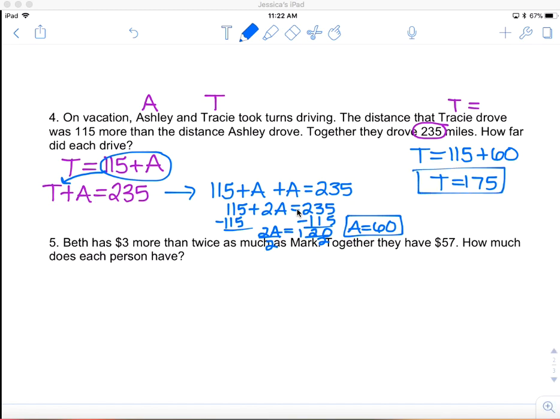Again, to check this, you can make sure that it equals your total. 60 plus 175 equals 235. So I know I did it right. You always want to make sure that your answer makes sense at the end.